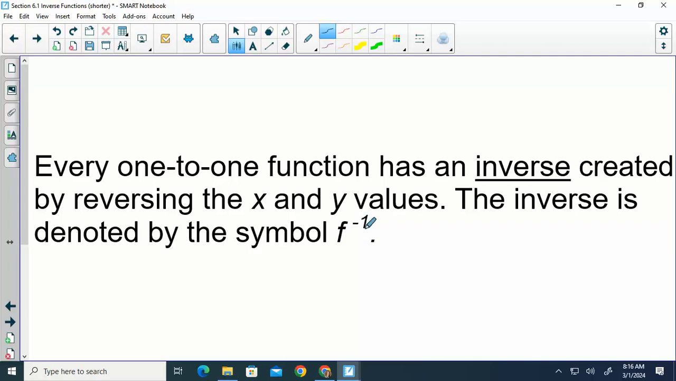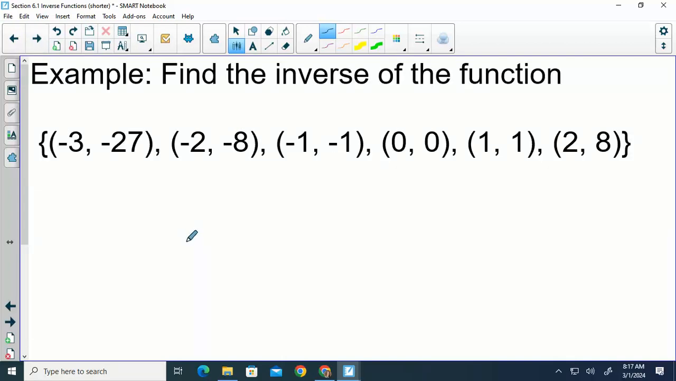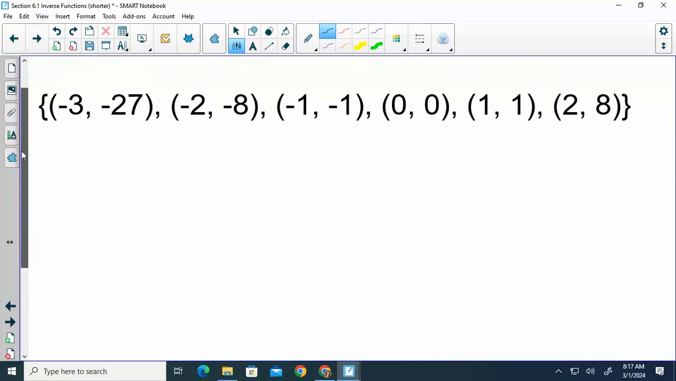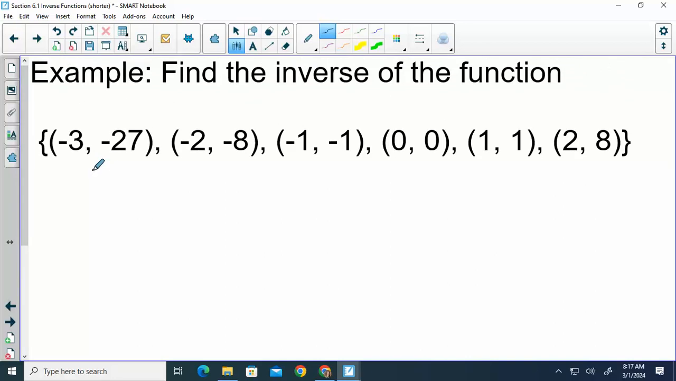The symbol for inverse is f to the negative 1. So that is not the same thing as a negative 1 exponent, it's just telling us the inverse of a function. So if I ask you to find the inverse of this function, what would we do? Oh, hold on. That's not good. I don't know why this is different than yours. Let's see that. I have one more point on yours, don't I? 327. Sorry.